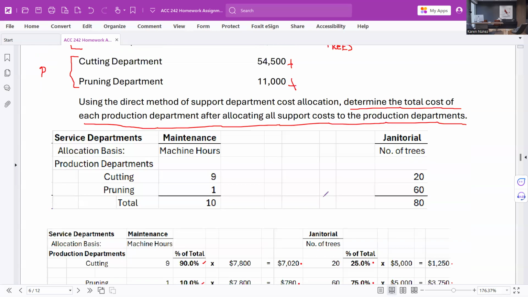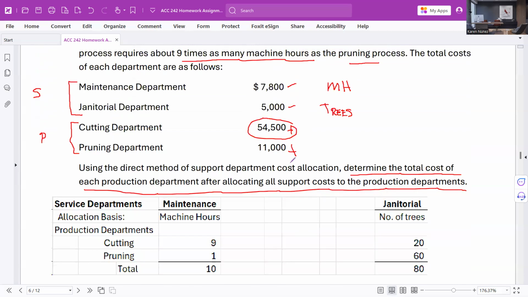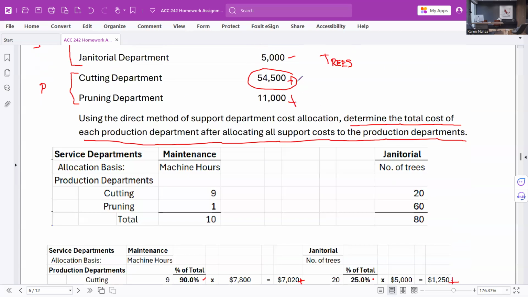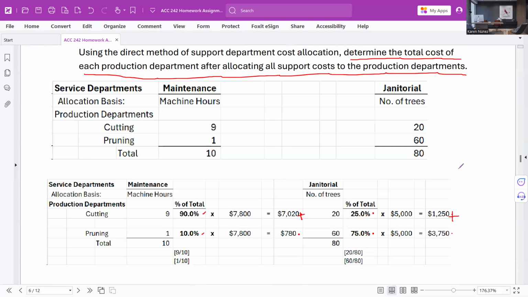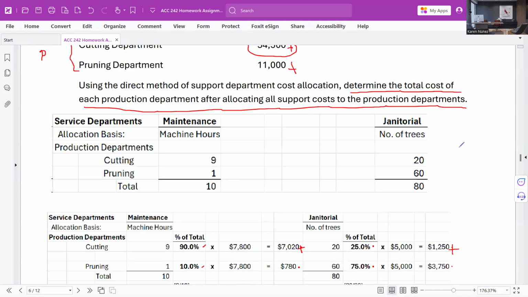So when we look at the cutting department, for example, we have $54,500 of costs that we incur directly in that department. And then we're going to allocate another 7,020 to the cutting department, and another 1,250 to the cutting department. So we have direct costs in the cutting department, and then we allocate more costs to cutting. This question is really asking us about the total cost for the cutting department, so we've got to add those three together.